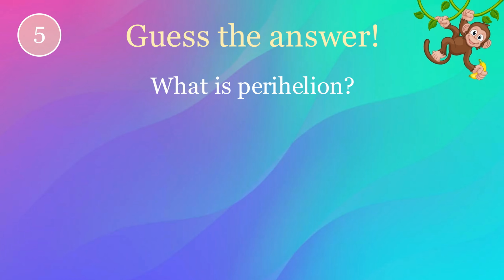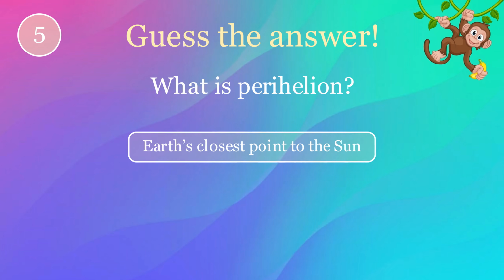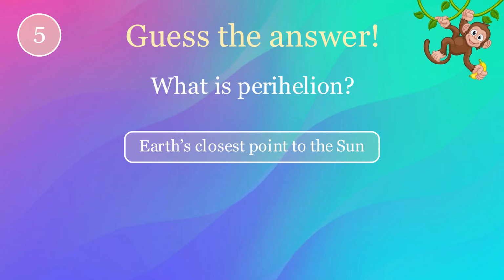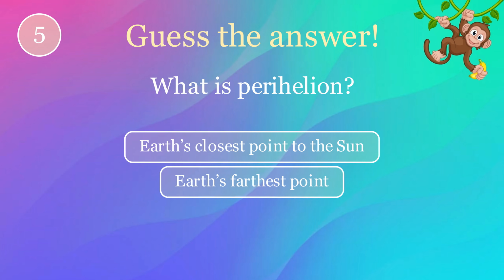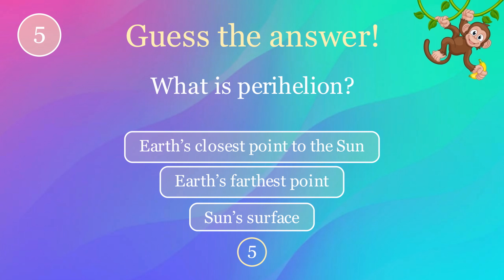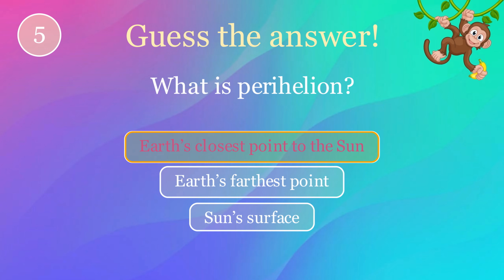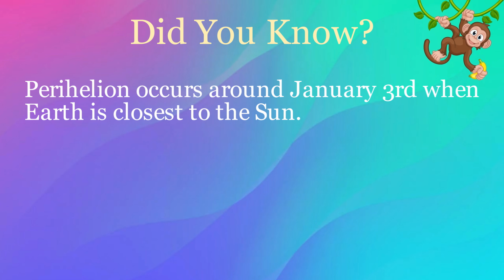What is perihelion? Earth's closest point to the sun. Earth's farthest point. Sun's surface. The correct answer is Earth's closest point to the sun. Here's an interesting fact: perihelion occurs around January 3rd when Earth is closest to the sun.